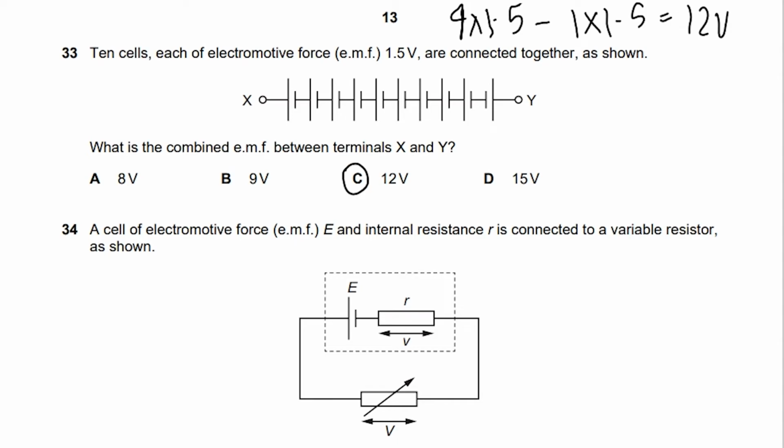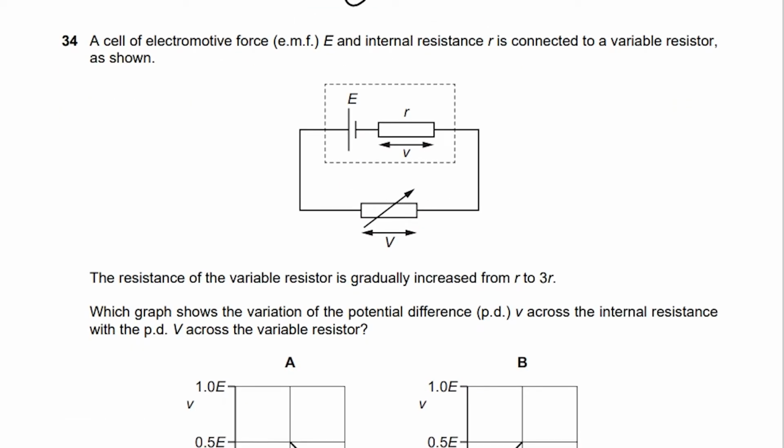Question number 34. A cell of electromotive force EMF E and internal resistance R is connected to a variable resistor as shown. The resistance of the variable resistor is gradually increased from R to 3R. Which graph shows the variation of the potential difference PD across the internal resistance with the potential difference PD across the variable resistor? Now, this is similar to a potential divider circuit.